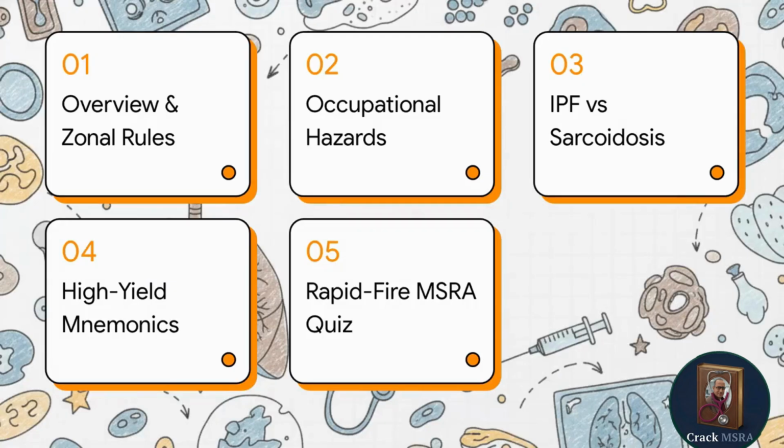Here is how this masterclass is going to build. First, an overview and zonal rules. Second, occupational hazards. Third, IPF versus sarcoidosis. Fourth, high-yield mnemonics. And finally, number 5, that rapid-fire MSRA quiz.